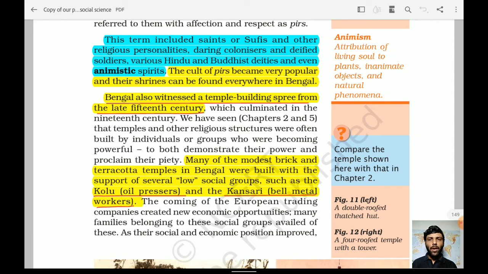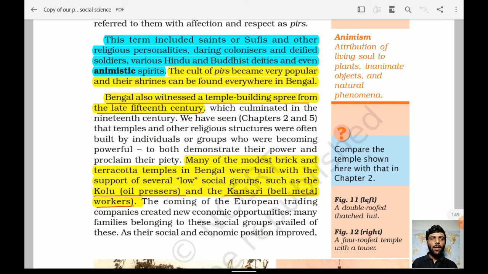Okay, so Bengal also witnessed a temple building spree from the late 15th century. So just to put things into context, just read these things. There's nothing you need to remember out of these, but try to understand how culture develops, just to provide this information and prepare the base. So that when we move on to art and culture, you would not feel alienated about how different cultures developed and what is happening. It will provide you a base. So there's nothing which you need to remember.